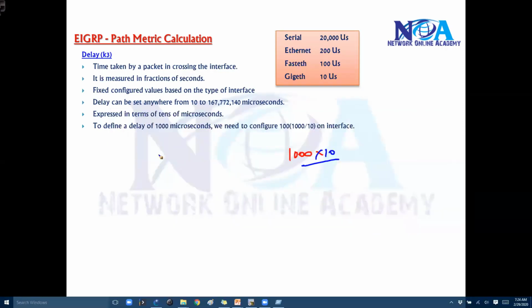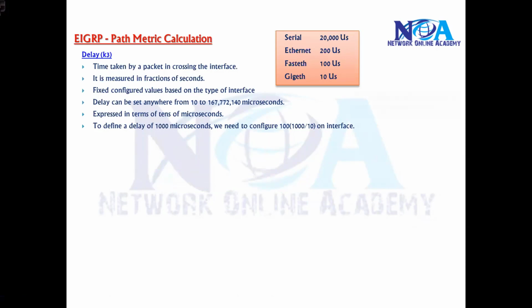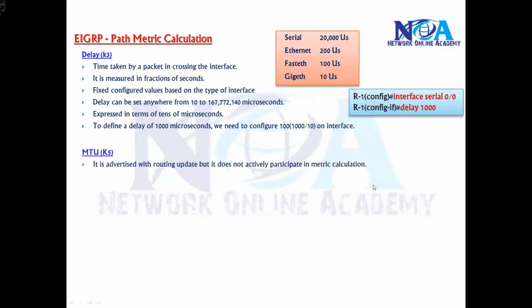The default way you represent it is tens of microseconds, which means if I'm applying a delay value of 1,000, it will automatically be multiplied by 10. Just like this example, if you want 1,000 microseconds, then you have to apply 100. When you change with a delay of 100, at the end it will apply 1,000 microseconds. In my example, I changed the delay to 1,000, so it applied 10,000 microseconds automatically. Again, delay is used by default, it is enabled.